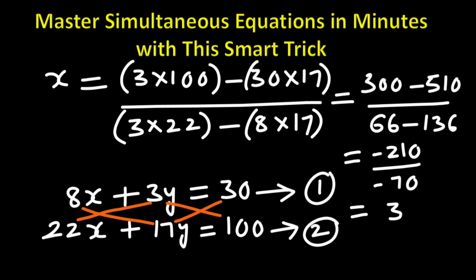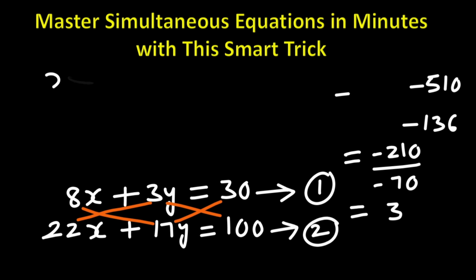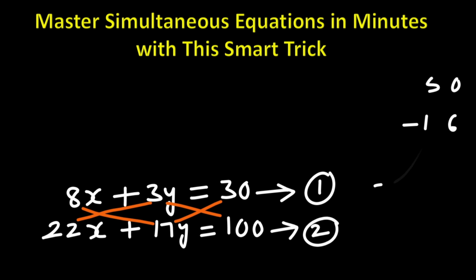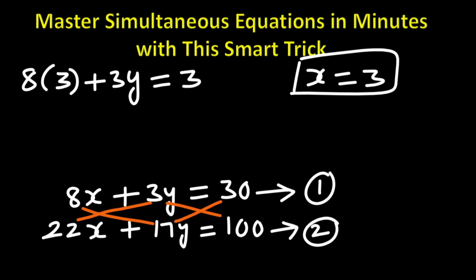Now we plug in the value of x in the first equation and find the value of y, right? So x is 3. Let's write the value of x here. So x equals 3. That's the value of x, right? Now let's plug it into equation 1. So equation 1 is 8x plus 3y equals 30. That's going to be 8 times 3 as x is 3, plus 3y should be equal to 30. 8 times 3 is 24, added to 3y should be equal to 30.